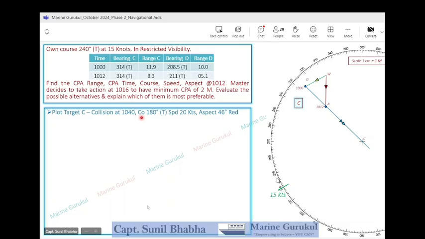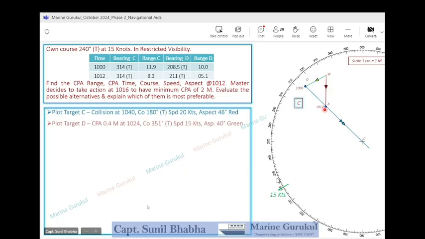The course of the target Charlie is 180 degrees true and the speed is 20 knots. WA distance has been covered by the target in 12 minutes. So interpolating for 1 hour, we get the speed as 20 knots. We also obtain the aspect. The aspect in this case is 46 degrees red. That means we are 46 degrees onto the port side of the target Charlie.